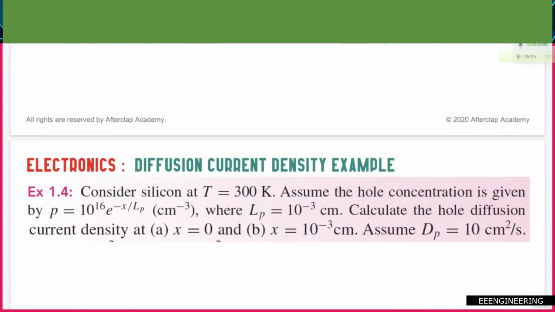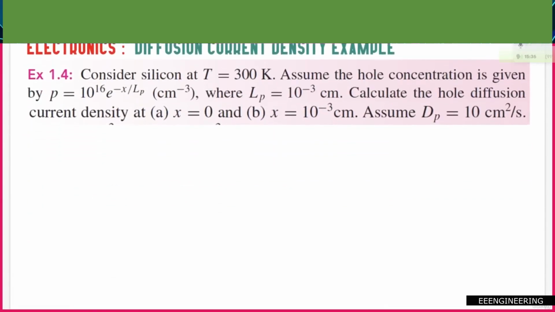Now we're going to solve another example. This time again, we consider silicon at T equal to 300 K. We assume that the hole concentration is given as an equation this time. This question is a little bit different, because we don't have a linear relationship. Lp is going to be 10^-3. Calculate the hole diffusion current density at x equal to 0, and also when x is equal to 10^-3. Assume a diffusion coefficient of 10.